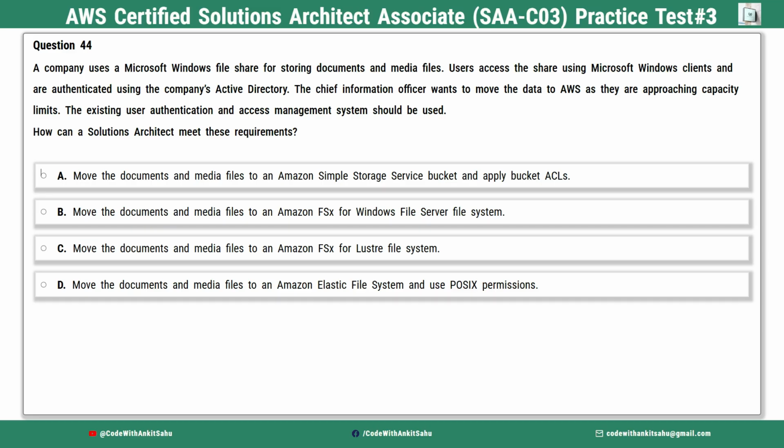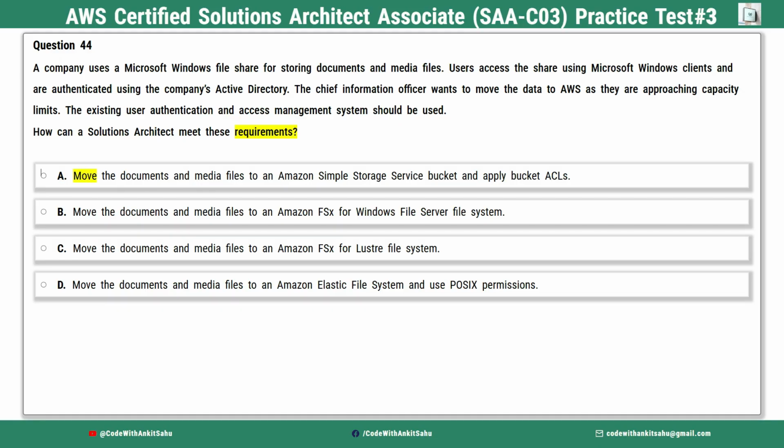Question 44. A company uses a Microsoft Windows file share for storing documents and media files. Users access the share using Microsoft Windows clients and are authenticated using the company's Active Directory. The Chief Information Officer wants to move the data to AWS as they are approaching capacity limits. The existing user authentication and access management system should be used. How can a solutions architect meet these requirements?